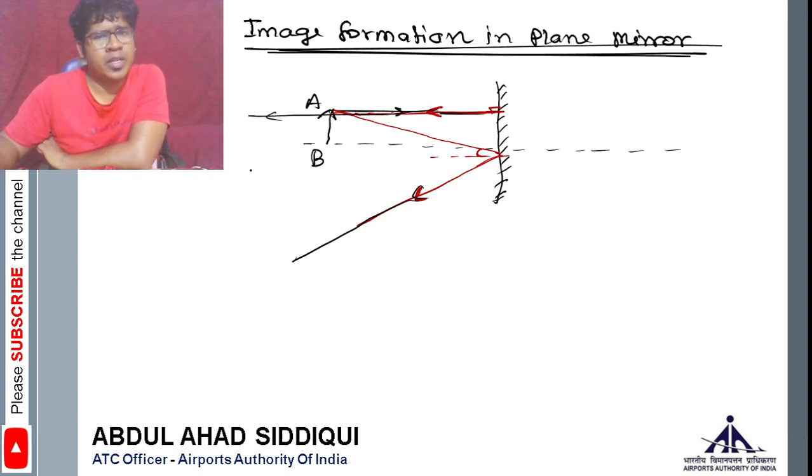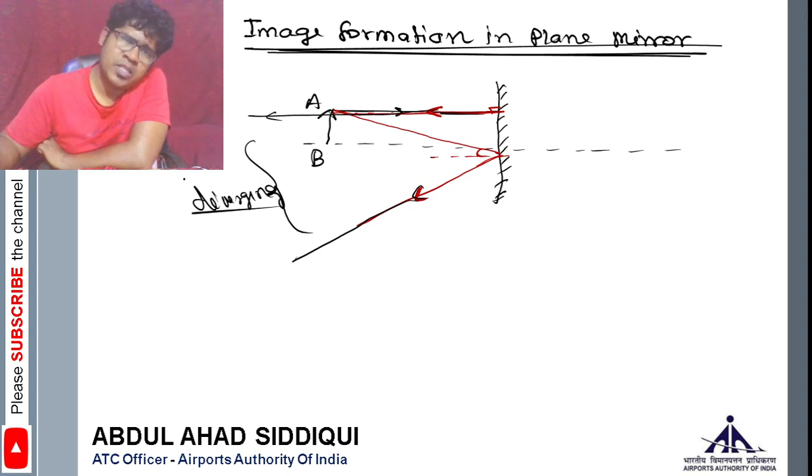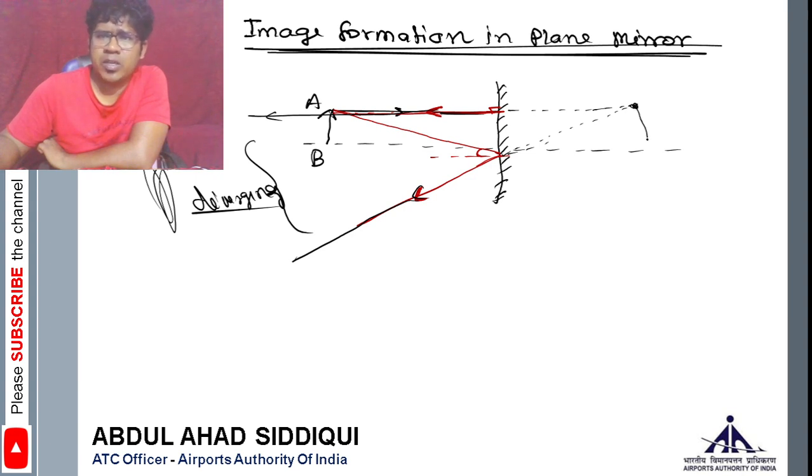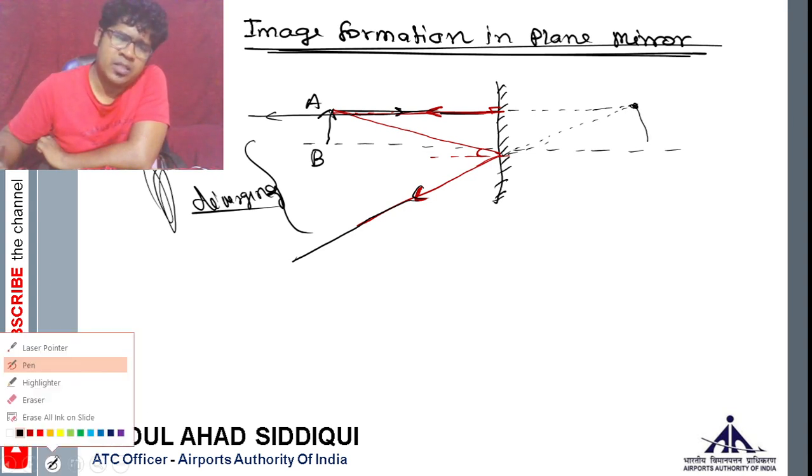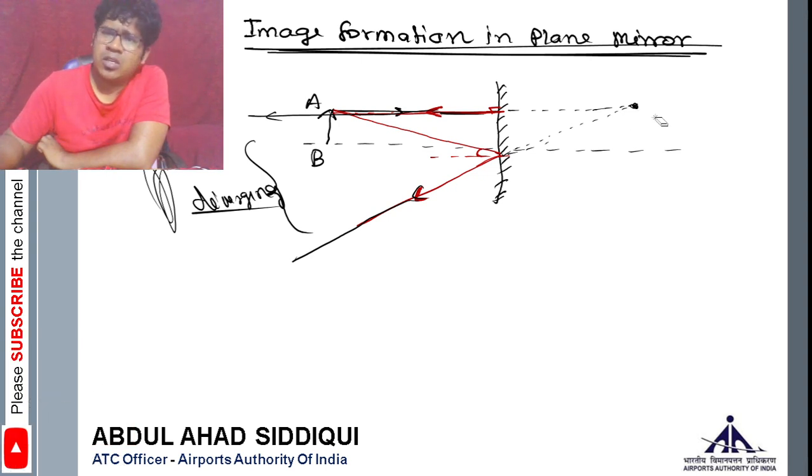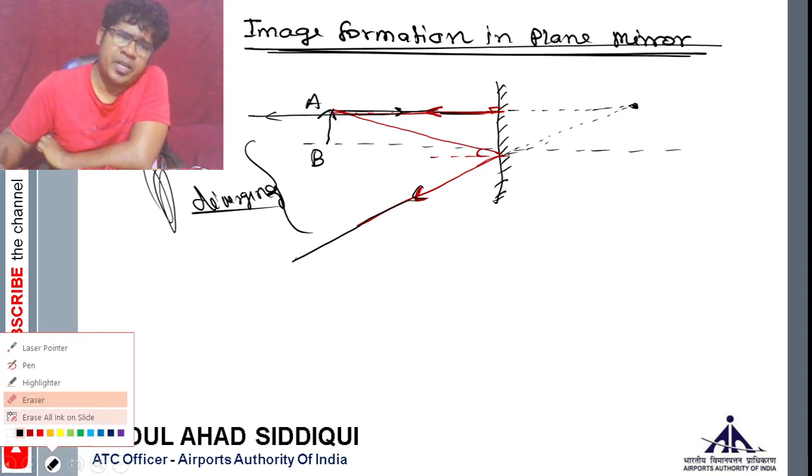So you tell me, will they intersect each other? They will intersect or not? They are diverging in nature, which means they will never intersect. So what happens? It appears, let's say someone is standing here, that both rays are coming from this point, right? So basically at this point of intersection, the image of point A will be formed.